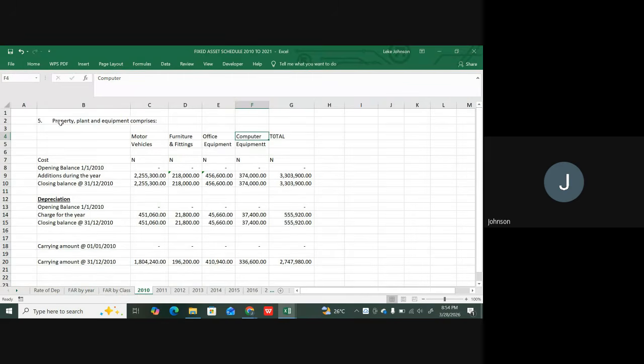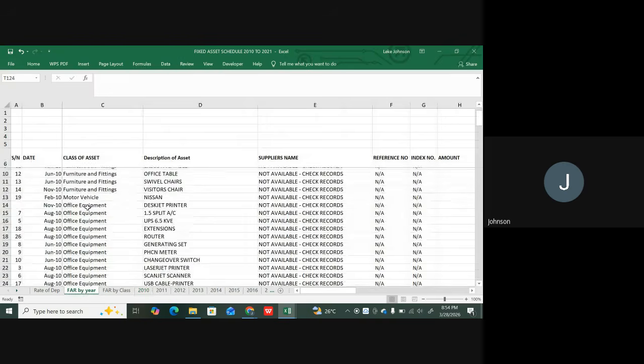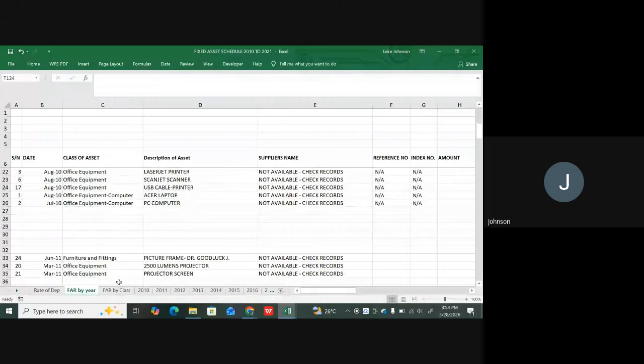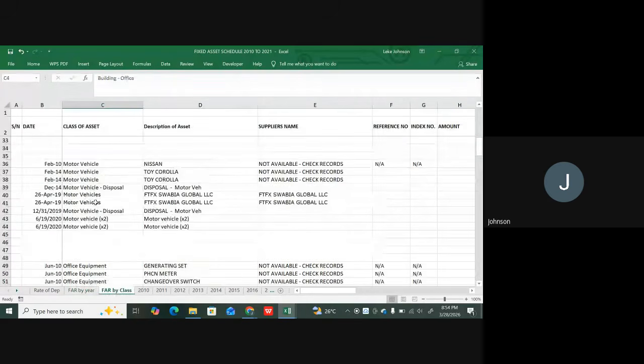So we know that this is property, plant, and equipment. So we now know that in the property, plant, and equipment we have motor vehicles, we have office equipment, furniture and fittings, and we have computer equipment. So here in 2010, we didn't have anything like building. It was later on that we now came to have building, which we have over here.